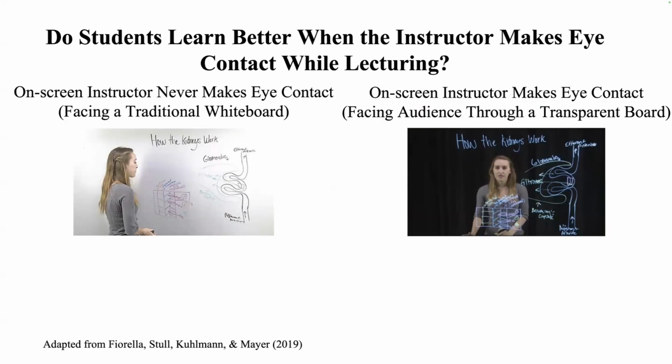And one last version of embodiment. Here we have a lesson on the human kidneys. On the left, the instructor is not maintaining eye contact. She's either looking at the board or looking off to the side. On the right, in this video, we're using a technology called transparent whiteboard, where she can maintain eye contact as she draws. People learn better with the version on the right.